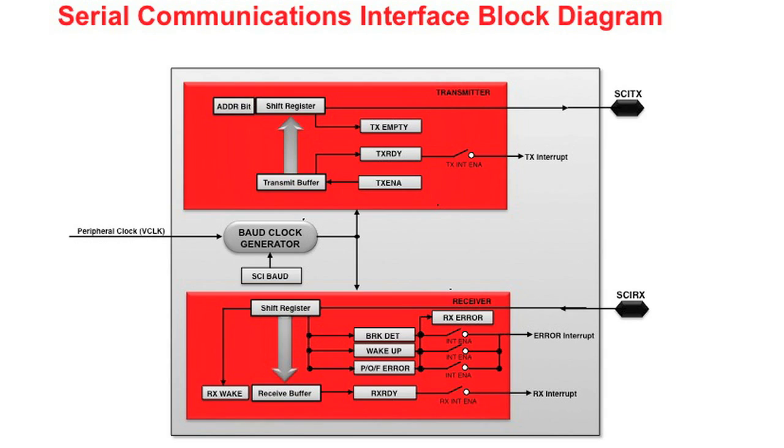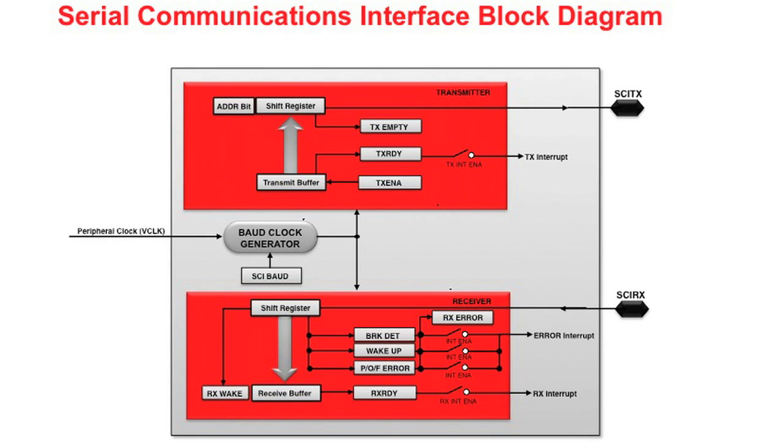The SCI module is comprised of separate transmitter and receiver blocks that may be operated independently or simultaneously. The transmit block uses the single SCI TX output pin to send data to the external peripherals or devices connected to the microcontroller. Similarly, the receive block uses a single SCI RX pin to receive signals from external peripherals or devices connected to the microcontroller.